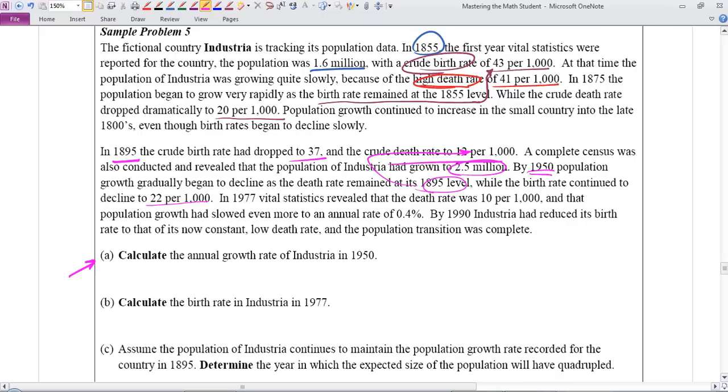All right, so what do they want me to do? They want me to calculate the annual growth rate of Industria in 1950. So focus on the in 1950 part. All right, where is that data? I'm scanning by 1950, and I just need growth rate. Growth began with decline as the death rate remained at its 1895 level. The birth rate continued to be 22 per 1,000. All right, so we had 22 versus 12.